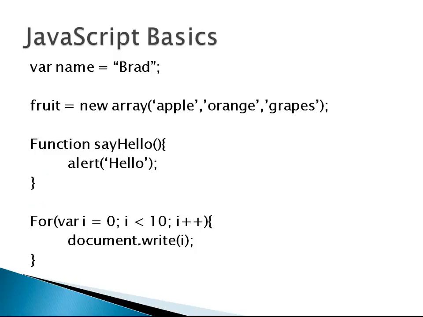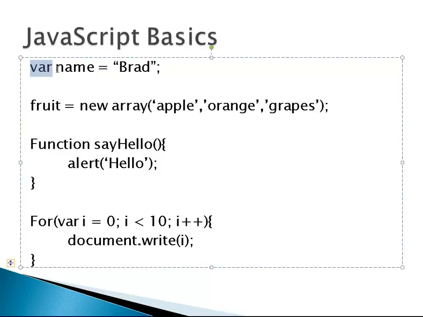So this is just some really quick JavaScript basics. This is a variable, so we can assign a variable with var and name it. So this variable's name is name, and we're assigning the string Brad to that variable. And you actually don't need the var at the beginning. You could just have it as name equals Brad.